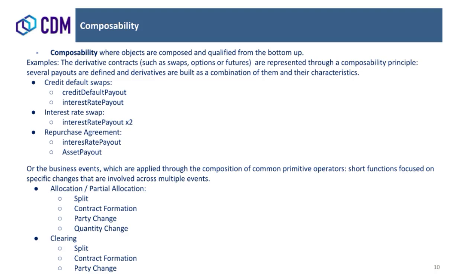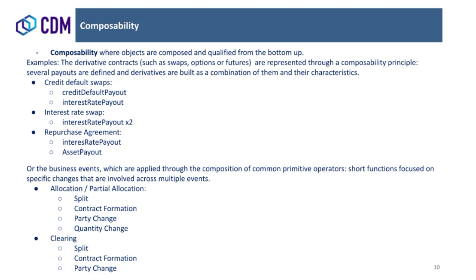Composability. Products, I will talk about that. Products are composed of different payouts, okay? And those payouts are reused across multiple products. Things are composed with the whole idea of reusing the representations for different use cases. We'll talk about that when we talk about product models and product classification, but you can get the idea.